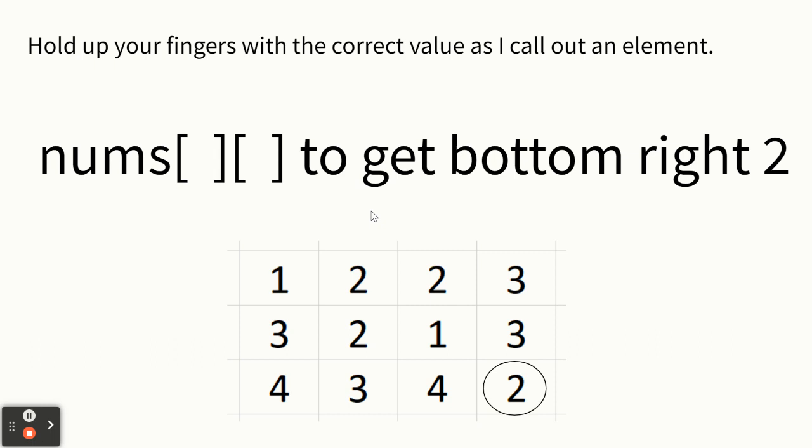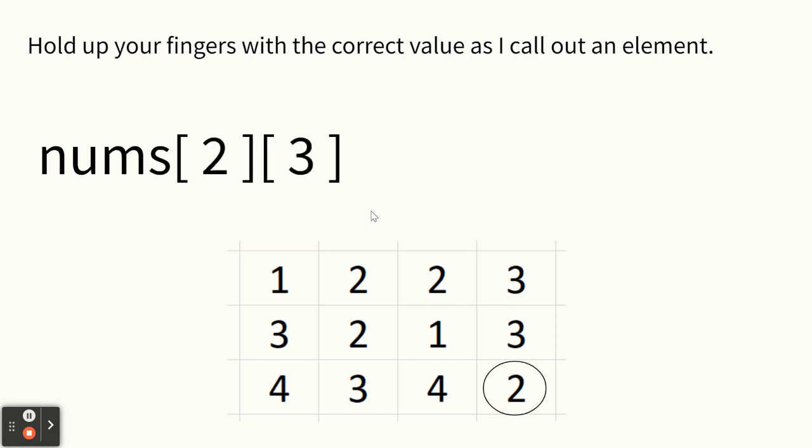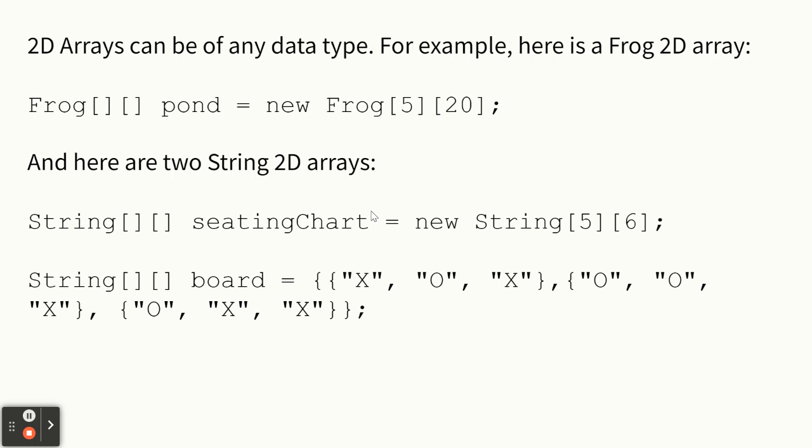So somebody say out loud, how do we get to the bottom right? Quincy, is it 2, 3? I think it's 2, 3. Row 2, column 3. It annoys me that they don't do X, Y. They do Y, X. We could display it differently, but this is how we display it.